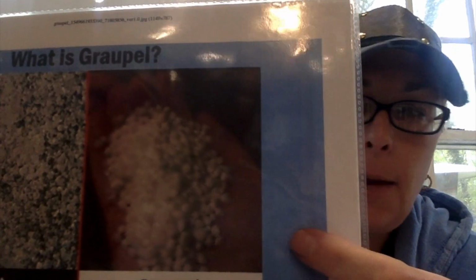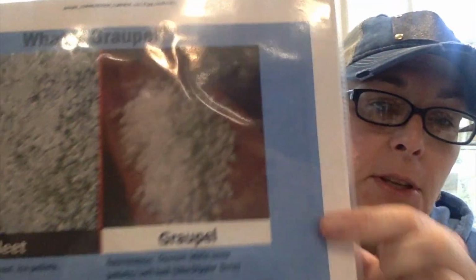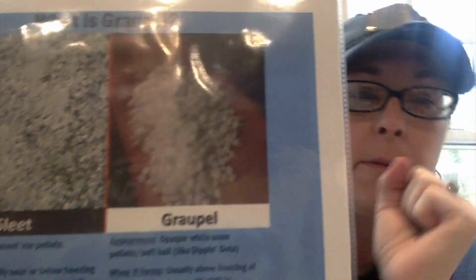It doesn't have the shape, okay? So a little different. So graupel is a new one for me as well. So we're learning about that. All right, so that's our rain, snow, sleet, a little bit about graupel.